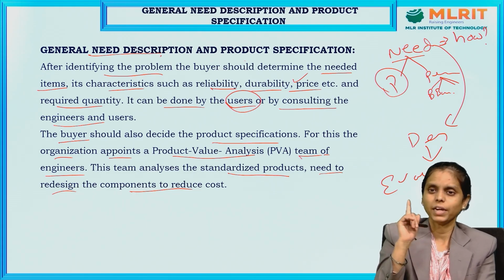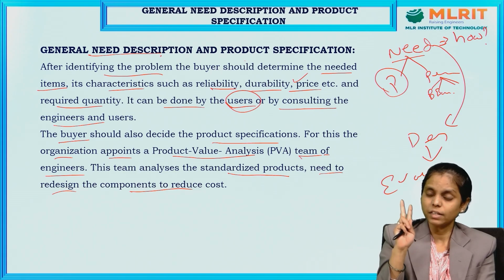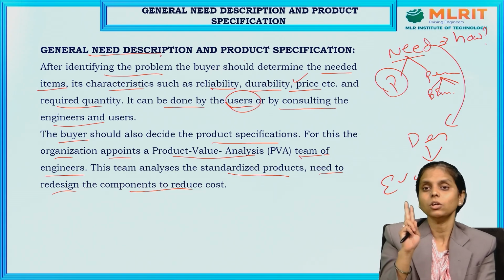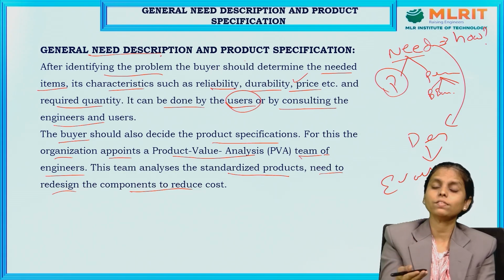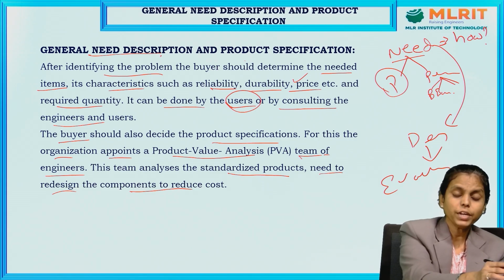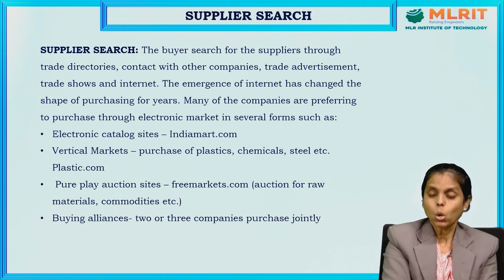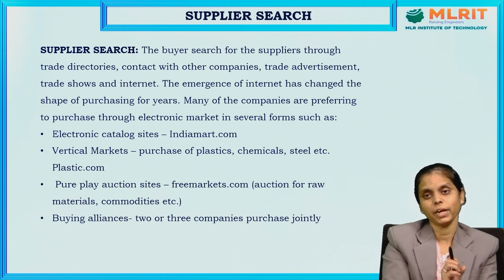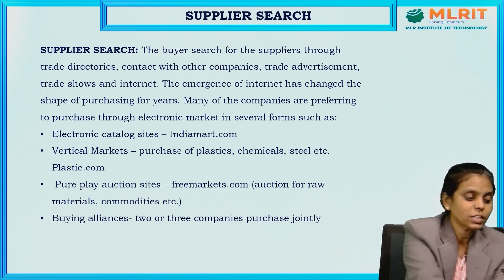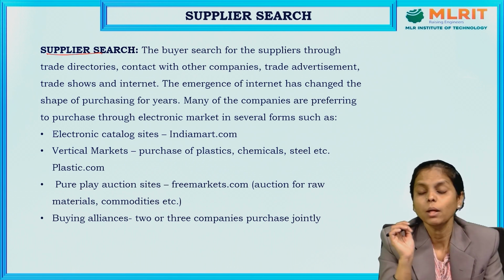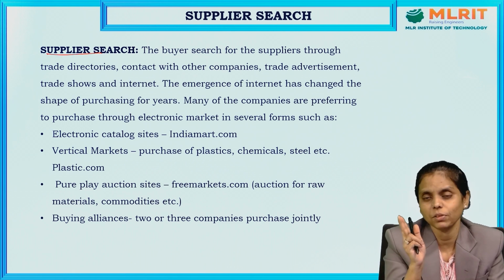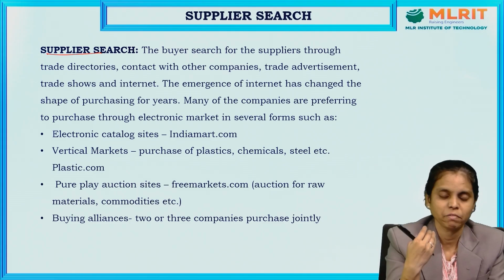Okay, we have identified the need. We have even described our need as well as product specifications. Now, what is the next step that we need to do? We need to search for the people in the market who are able to fulfill my need. Now, the suppliers who are fulfilling our basic product and need specifications need to be identified.